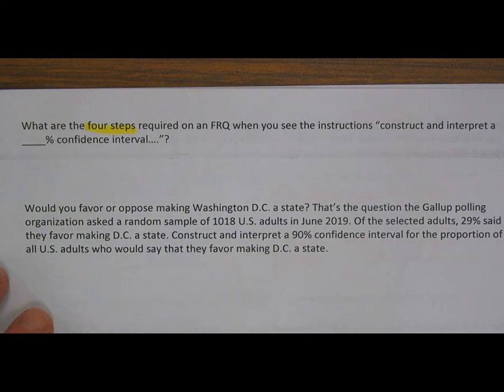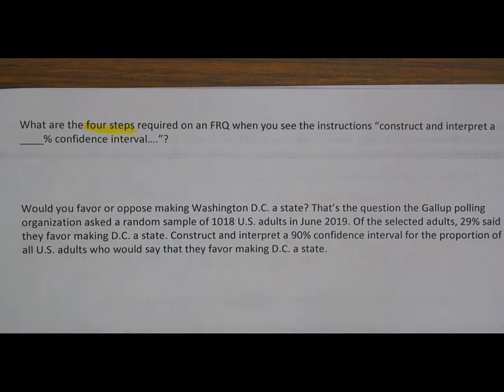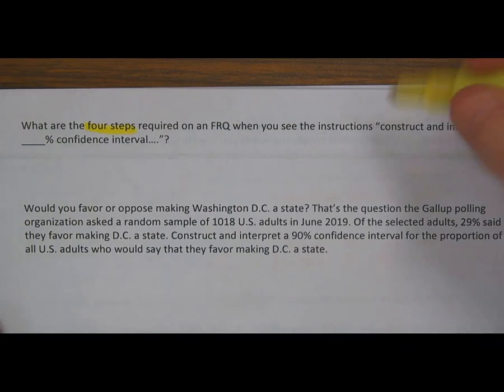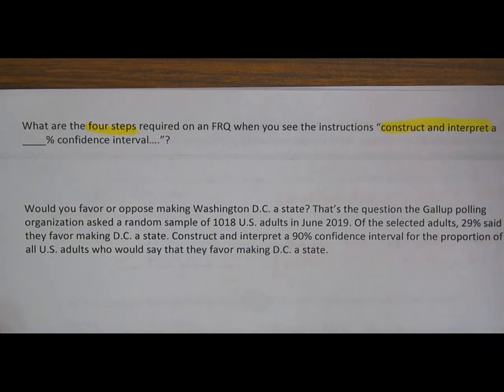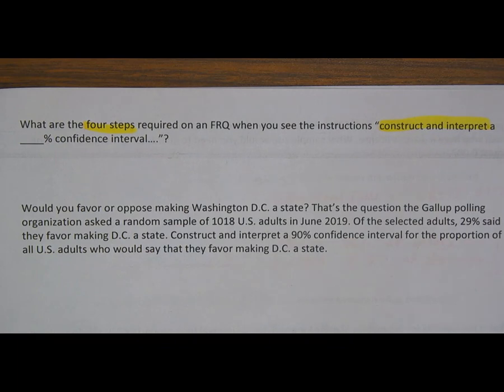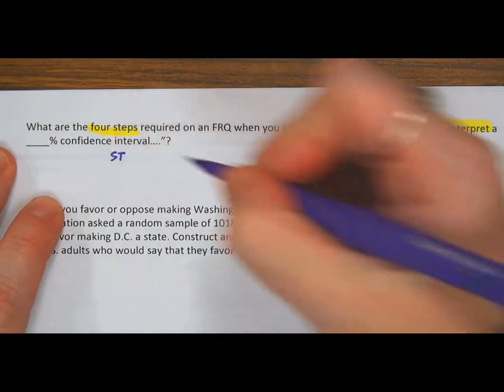Now, I see some of you heading into this next test not reading closely and understanding. When it just says to construct and interpret, you might think, oh, I can jump right to the formula, I can calculate it, and then I can interpret it. But you're going to be missing some pieces, okay? The 4-step process on a free response, when you're asked to construct and interpret a confidence interval, you need to state what you're going to do.